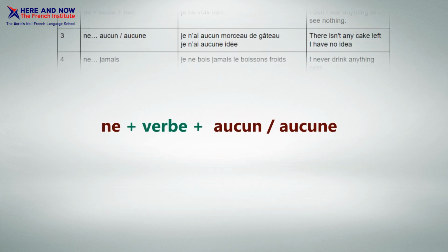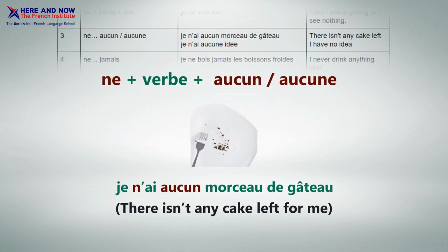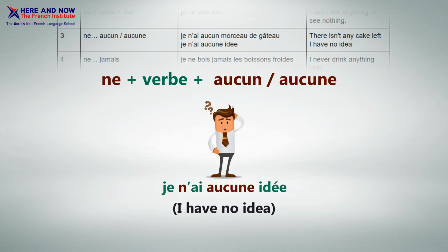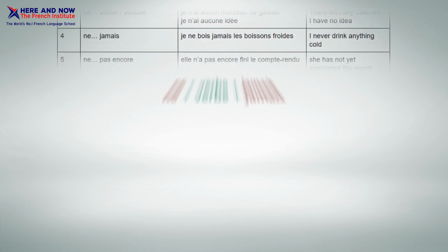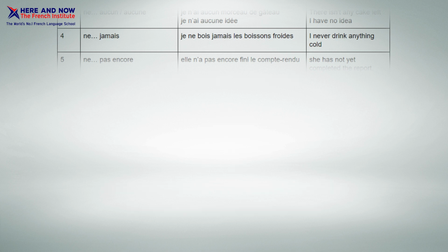Ne aucun or aucune. Je n'ai aucun morceau de gâteau. There isn't any cake left. Je n'ai aucune idée. I don't have an idea. Ne jamais. Je ne bois jamais les boissons froides. I never drink anything cold.